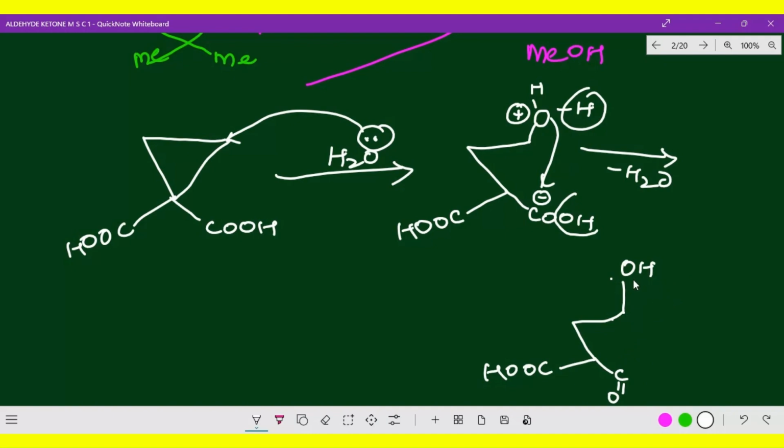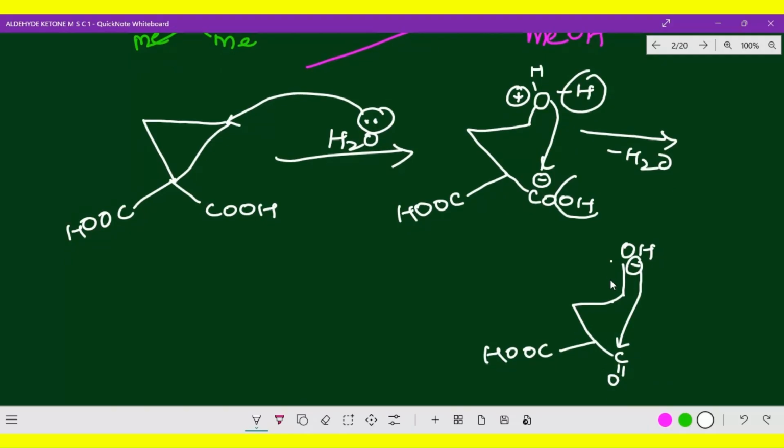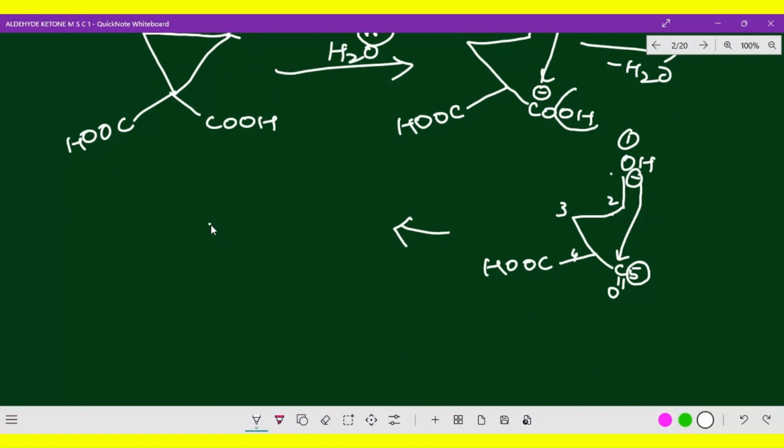Now again, this minus charge is there, no? This minus charge is going to attach over here. When it attaches at this point, you will get a 5-membered ring. How is it possible? This is 1, this is 2, this is 3, this is 4, and this is 5. So a 5-membered ring, like this you will get, right? You will get like this.